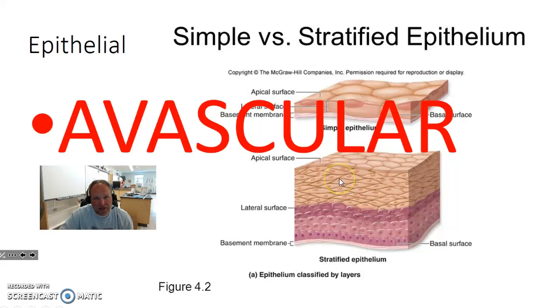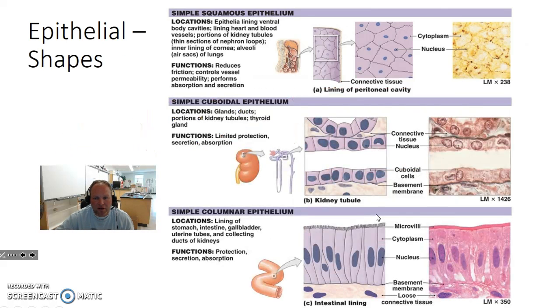What happens if I do bleed? Well, if I do bleed, that means I went under the basement membrane, which is a completely different tissue. So right now we're just talking about the top tissue. The last thing you need to know about epithelial is the following.